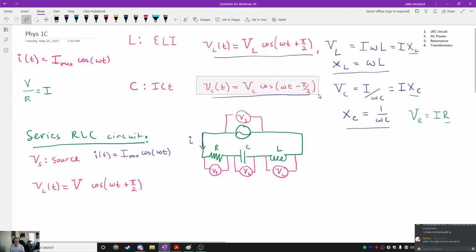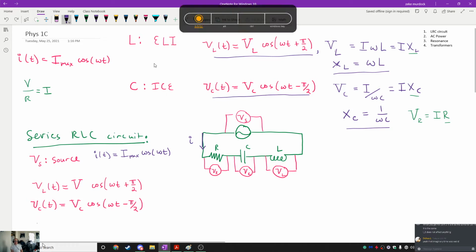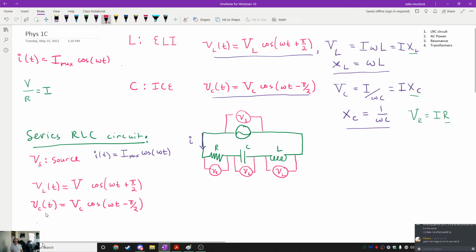This one, and then I'm also going to write down what we got for the resistor, which is basically somewhere in between these: the voltage across the resistor as a function of time is just given as VR cosine of omega t, because the resistor is always going to be in phase with the current, if the current's flowing, right.